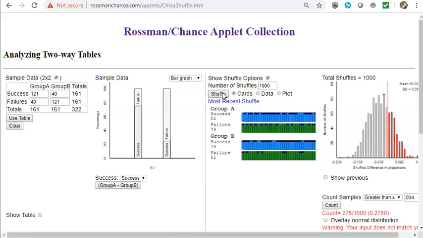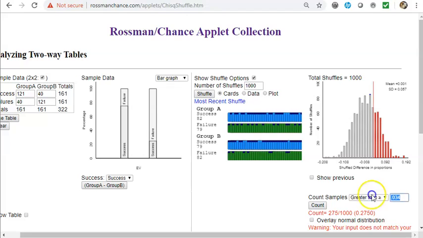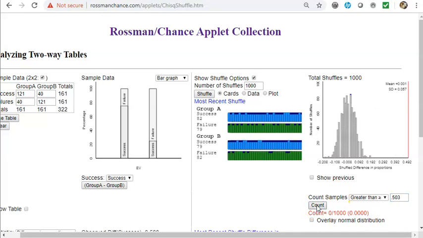Do 1,000 simulations, and then count samples that are greater than or equal to 0.503. And in this case, not a single simulation was even close. You see all the simulations are right here. The difference in the proportions is over here. This is what random chance looks like. This is our sample. Our sample had nothing to do with random chance.